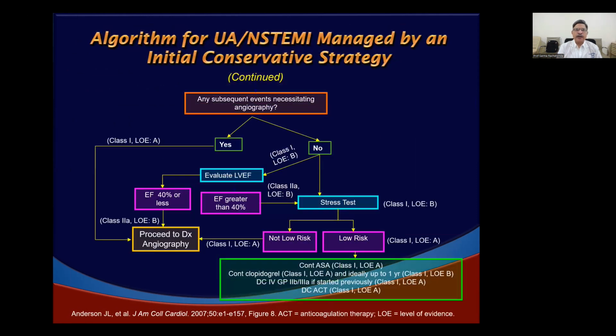The next one. Any subsequent events necessitating angiography? Yes. Then automatically he will proceed to diagnostic angiography. No, there are no subsequent events, and we are deciding on conservative treatment. Then evaluate the LVF, and if LVF is less than 40, then go for angiography. If LVF is more than 40, then submit for a stress test because it is unstable angina. And if the stress test is a low score, then of course you go for all the 4 drugs. If it is not a low score, then proceed immediately for angiography.